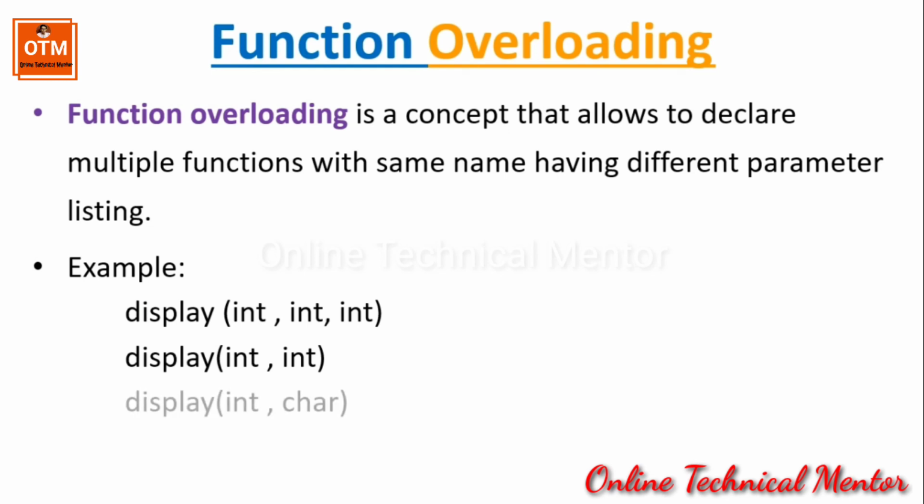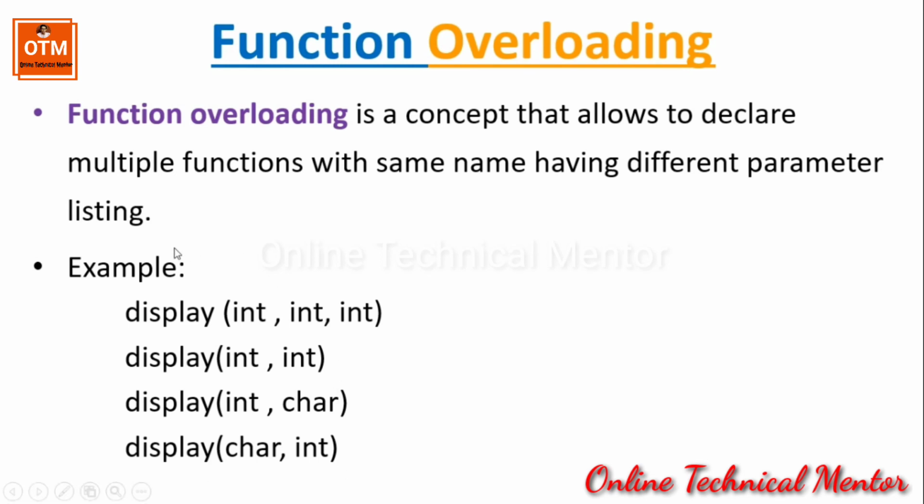Now let me show you another 2 examples. The third declaration is display int comma char, and the fourth, the last one, is display char comma int. Look at the parameters. The order or the sequence of the parameters is different. From within the main code, when we pass an integer and a character, then the third display function will be called. And if I send a character and an integer, then the fourth one will be executed.